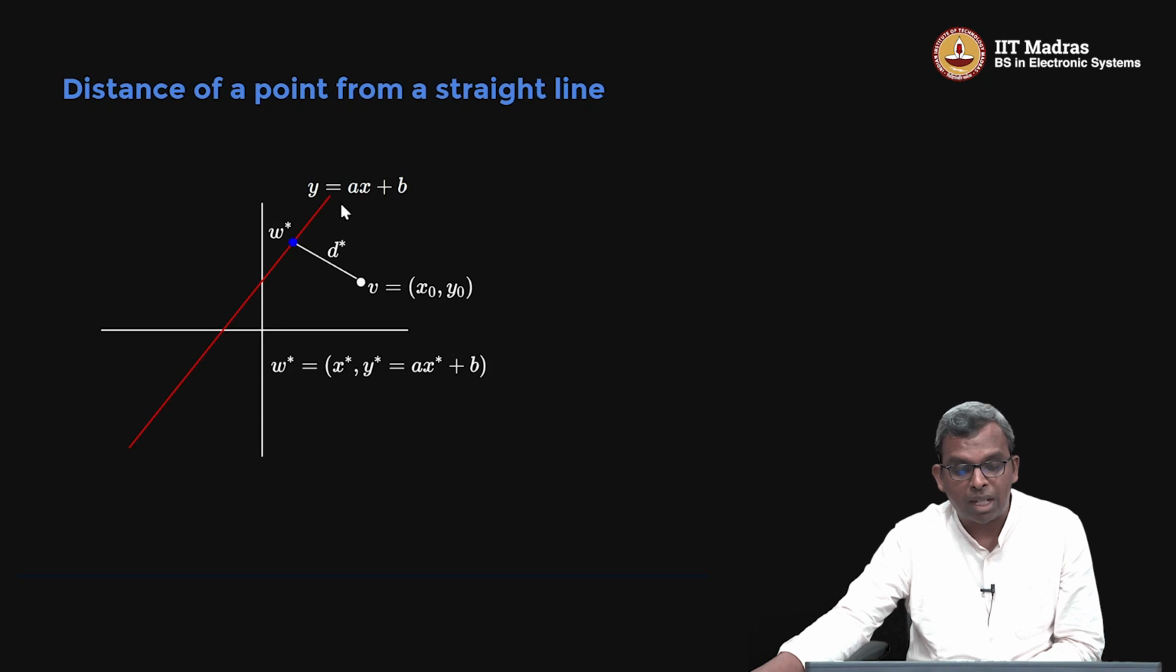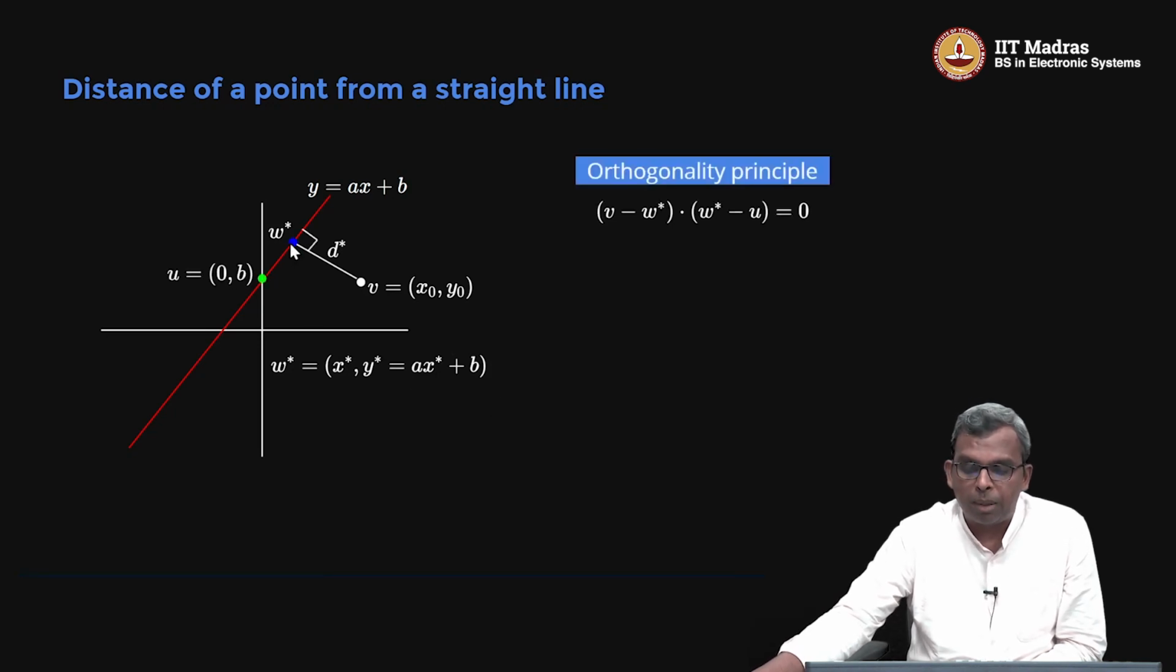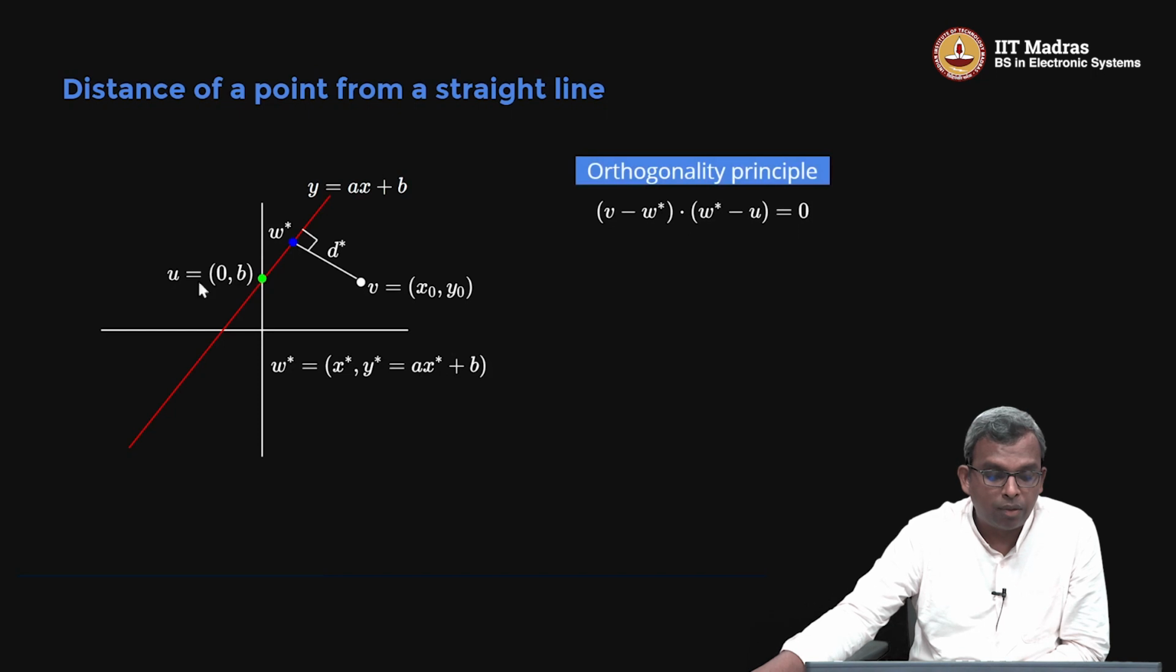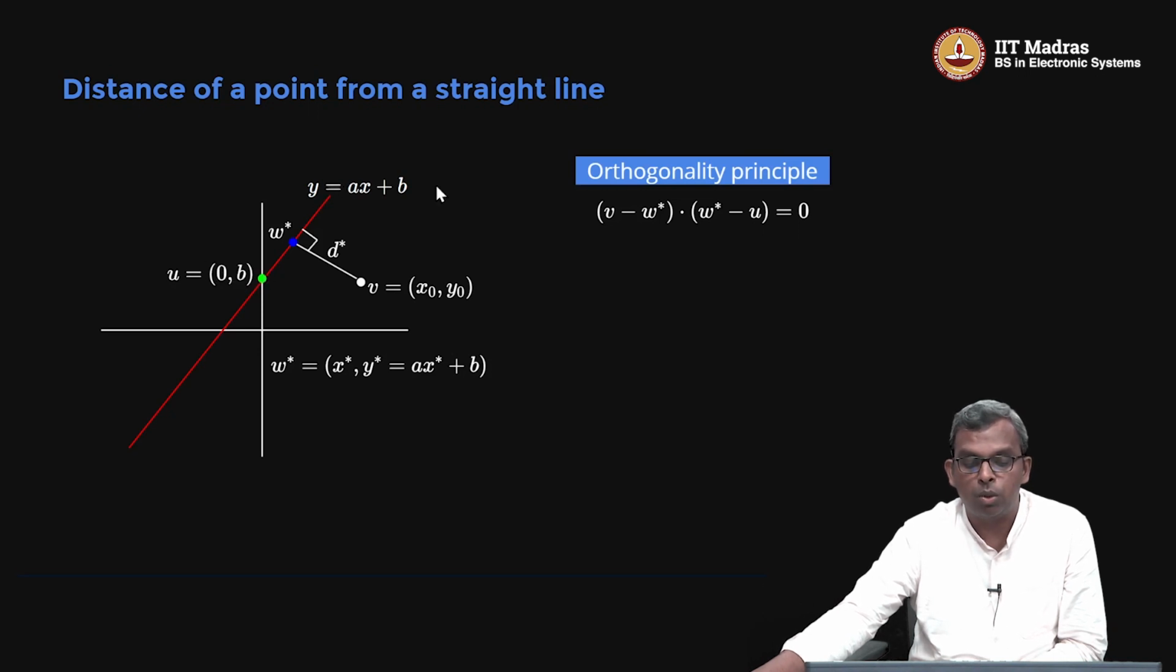But I know W star is on this line y equals ax plus b. So it will be x star comma y star, and this y star will be a x star plus b. Now let me take another, convenient point U, which is 0 comma b, on this same line, y equals ax plus b. I know 0 comma b passes through this line.